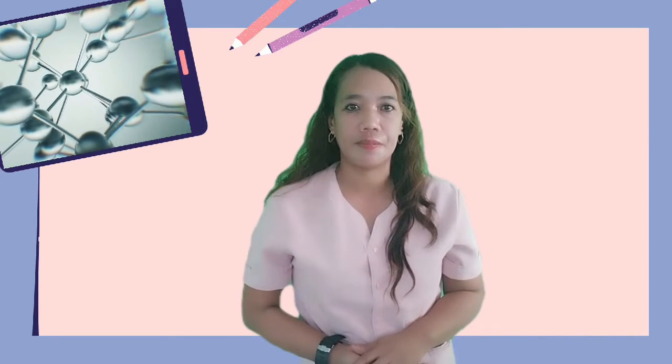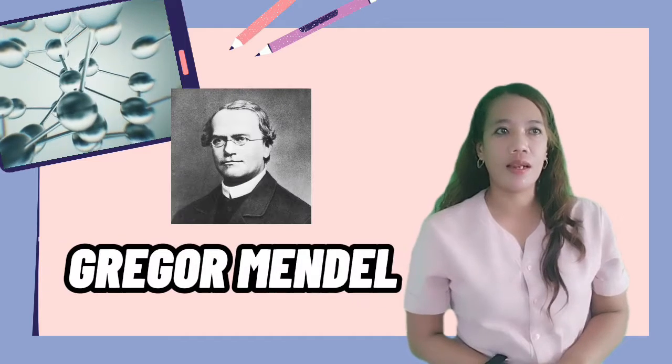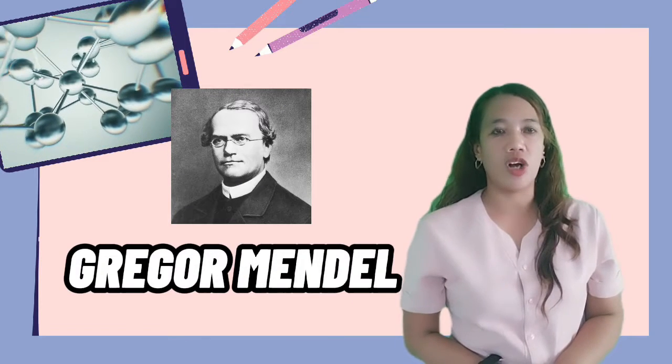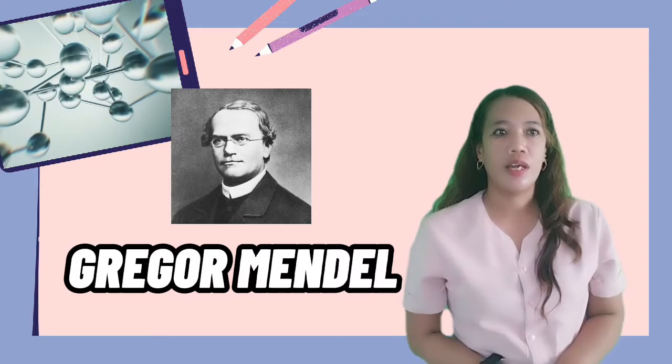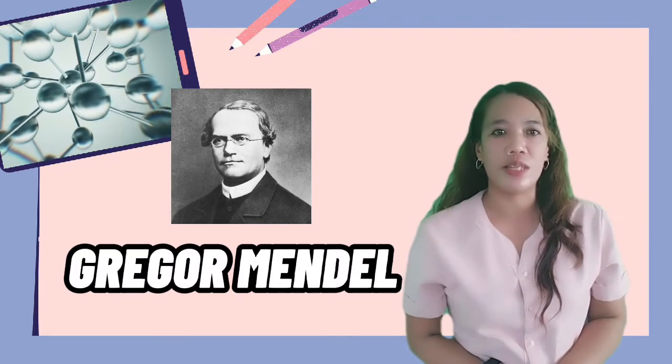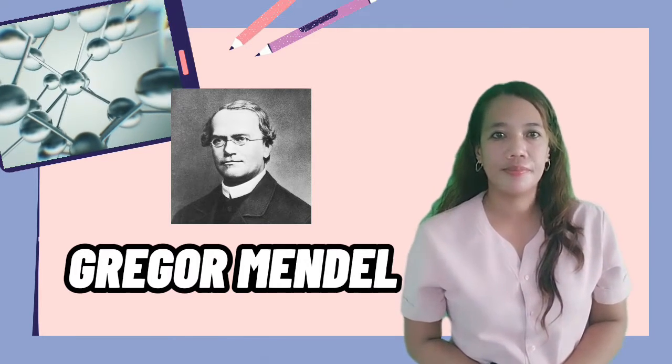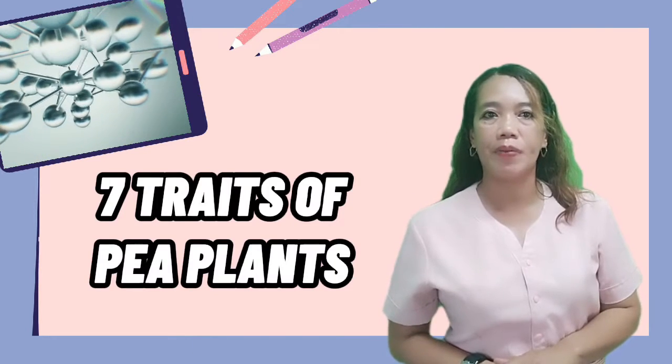During the 1800s, scientists started to study heredity through scientific experiments. Gregor Mendel paved the way to our understanding of how traits are passed on from one generation to the next. Because of this, he is known as the father of genetics. How did Mendel discover genetics? He studied 7 traits of pea plants.